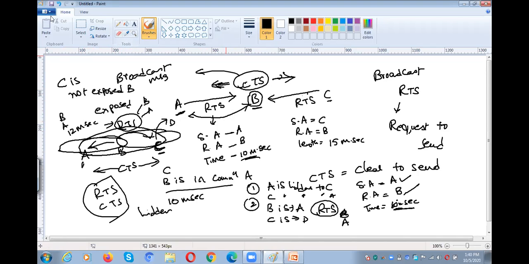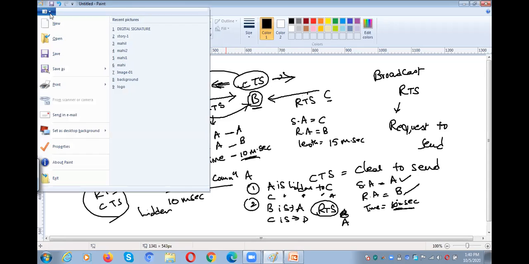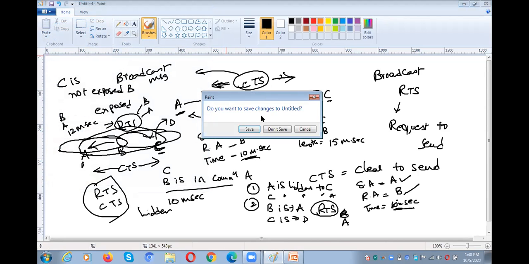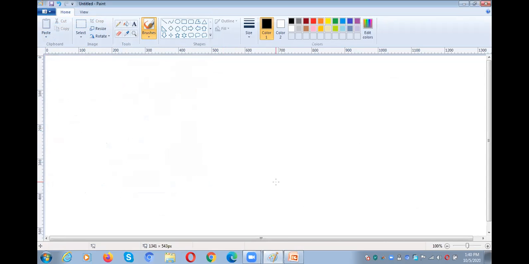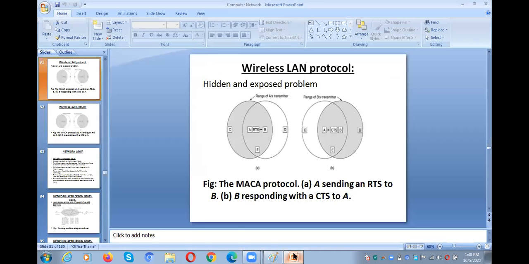Okay. That is about the wireless LAN protocol. That is RTS and CTS.